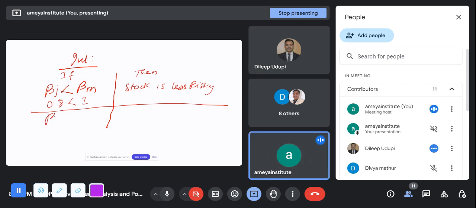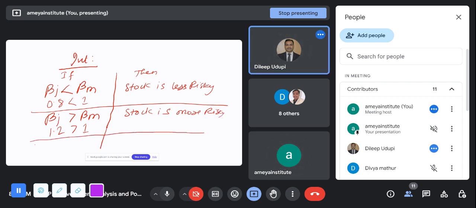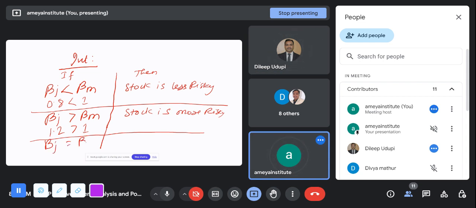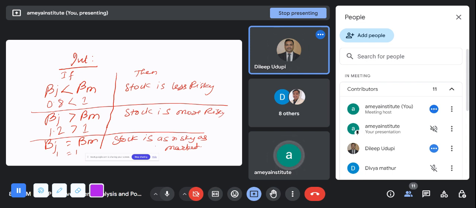Now let's imagine it can be the reverse also. Beta of j is greater than beta of m. Then what happens now? Let's say 1.2 is greater than 1. The stock is more risky, right? Last one: beta of j is equal to beta of m, 1 is equal to 1. Then what do we say? The stock is as risky as the market.